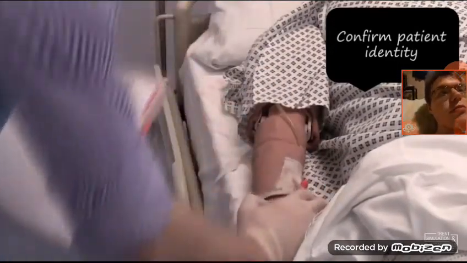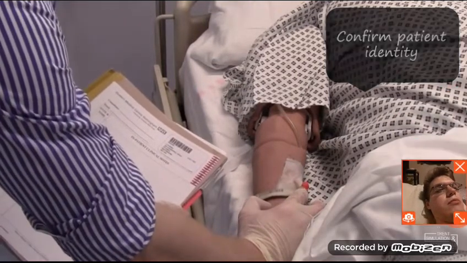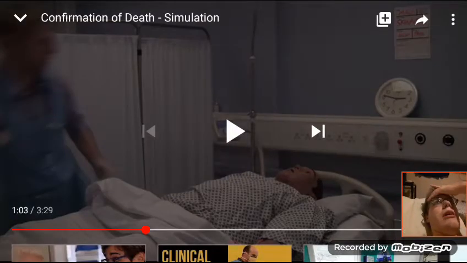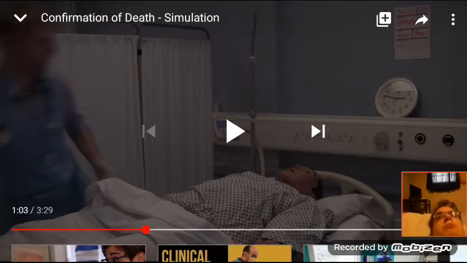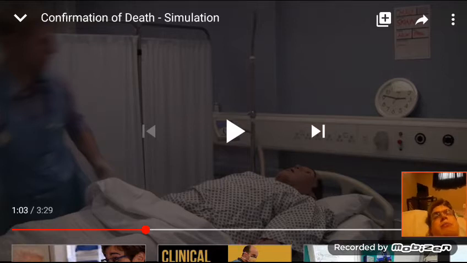The first step when declaring death is to ensure that you have identified the correct patient by using patient identifiers. That's always important, because we might have two patients with the same first name and same last name, but one might be spelled differently. Let's say the name is George.